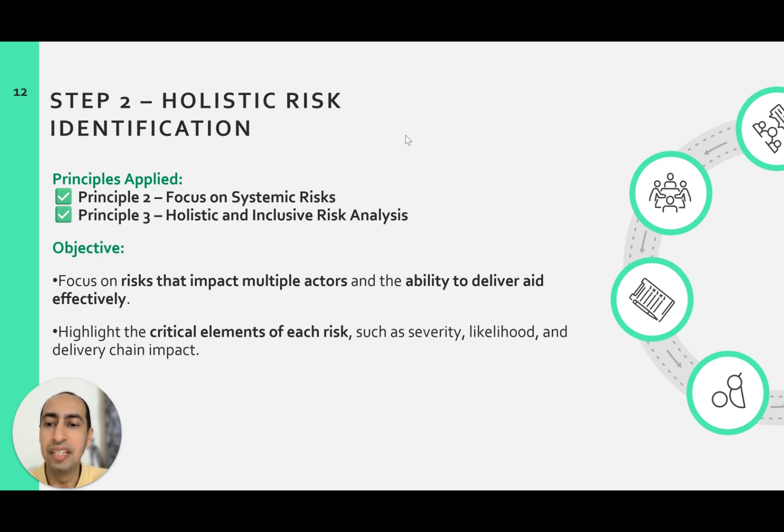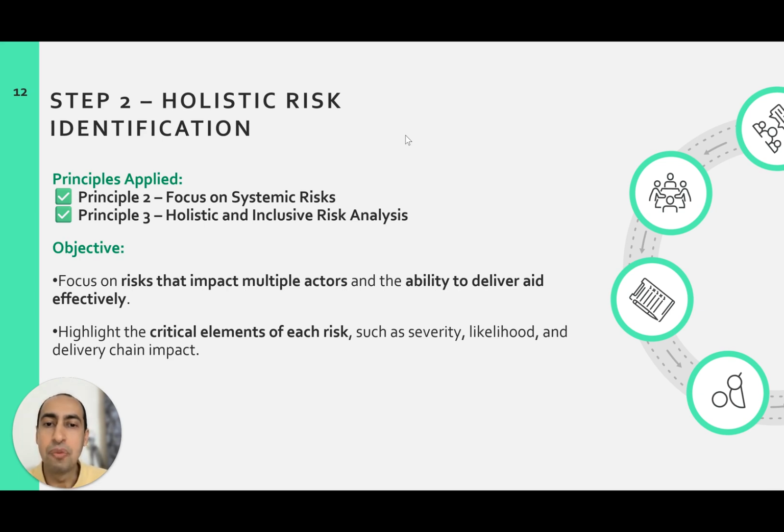Secondly, we'll need to highlight the critical elements of each risk, such as severity, likelihood, and delivery chain impact. So we'll not just present the risk bluntly; we have to highlight and emphasize the important aspects of this risk, so it is easier to consider as a risk-sharing opportunity.